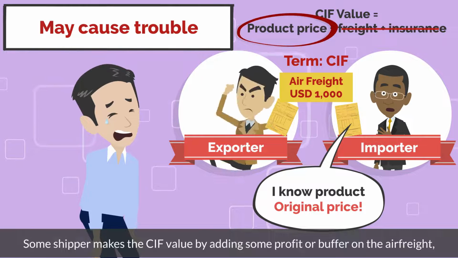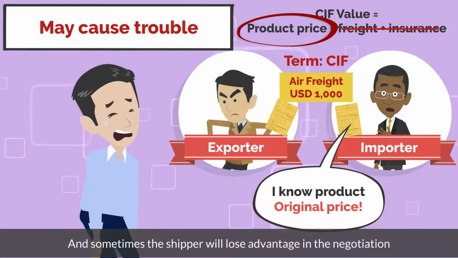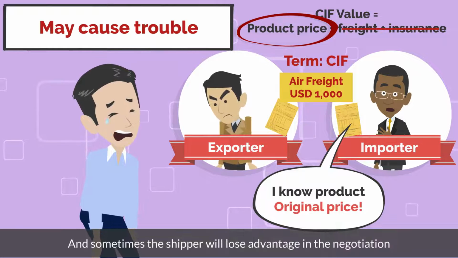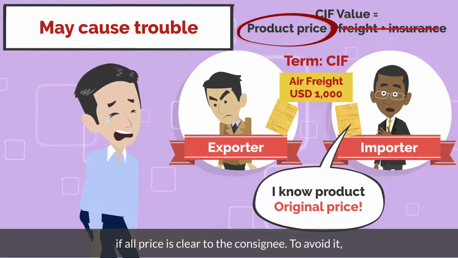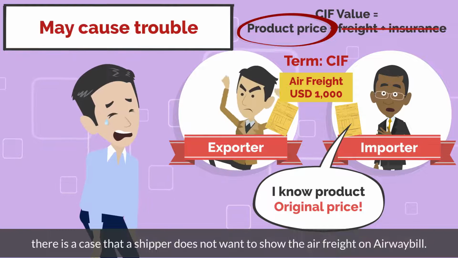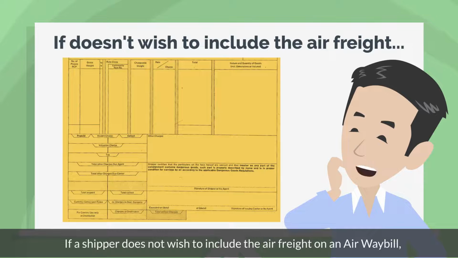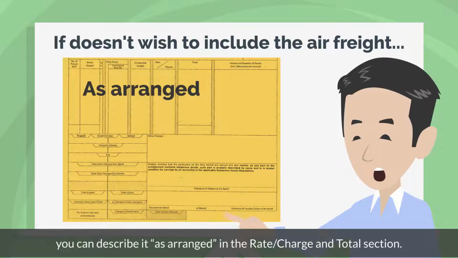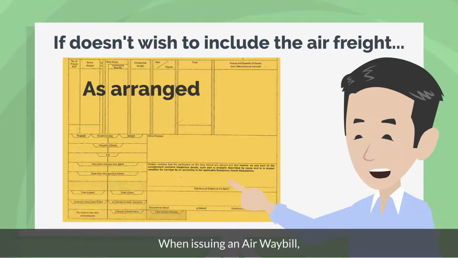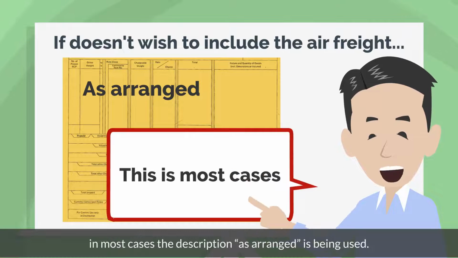Some shipper makes the CIF value by adding some profit or buffer on the air freight, and sometimes the shipper will lose advantage in the negotiation if all price is clear to the consignee. To avoid it, there is a case that a shipper does not want to show the air freight on airway bill. If a shipper does not wish to include the air freight on an airway bill, you can describe it as arranged in the rate charge and total section. When issuing an airway bill, in most cases the description as arranged is being used.